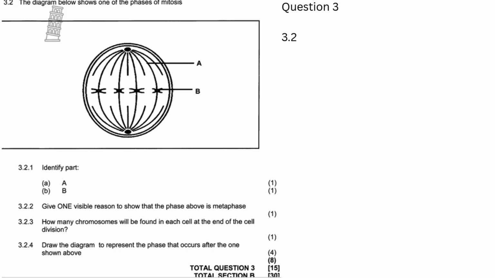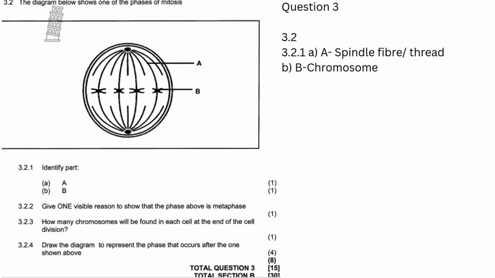3.2 Mitosis phase analysis. Now we are going to look at a cell dividing. 3.2.1 asks us to identify part A and B, out of 2 marks. Part A is a spindle fiber or spindle fibers. These look like thin strings or fishing lines. Their job is to hook onto the chromosomes and pull them to the sides.